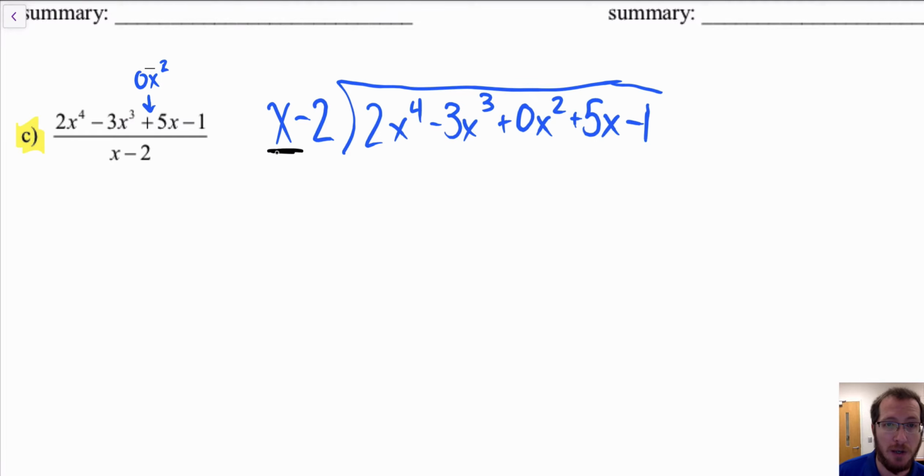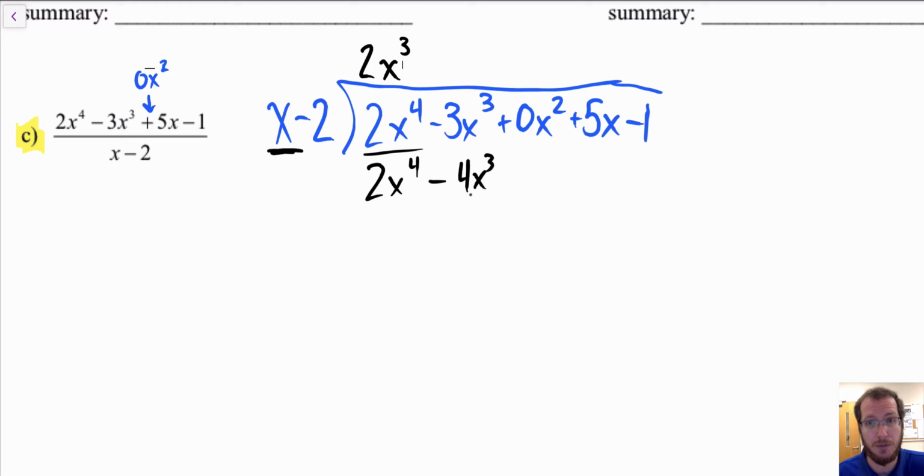So we say, what can I multiply by x to get 2x to the fourth? Well, for this first round, we need a 2, and then we need 3 more factors of x. So we need 2x cubed. We're going to take that and multiply it by our whole binomial on the outside. So we get 2x cubed times x, which is 2x to the fourth, and 2x cubed times negative 2, which is negative 4x cubed.